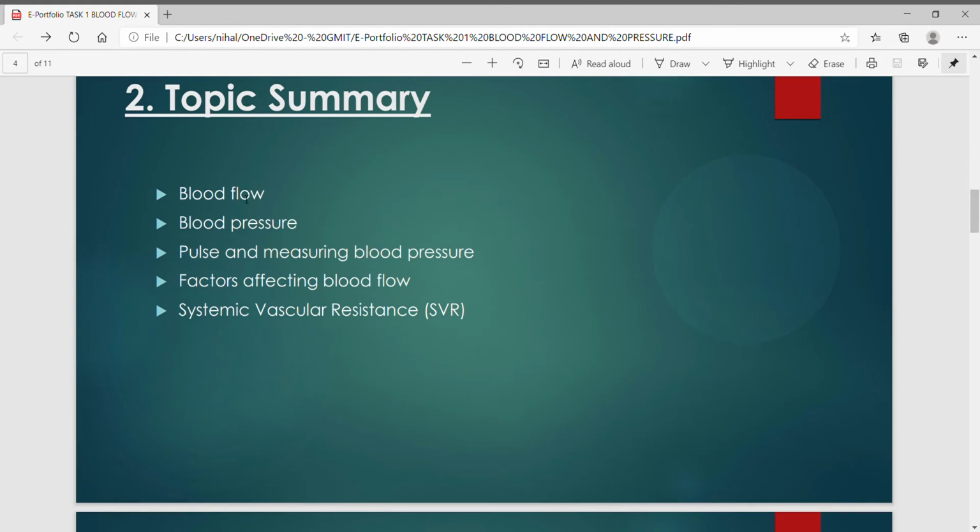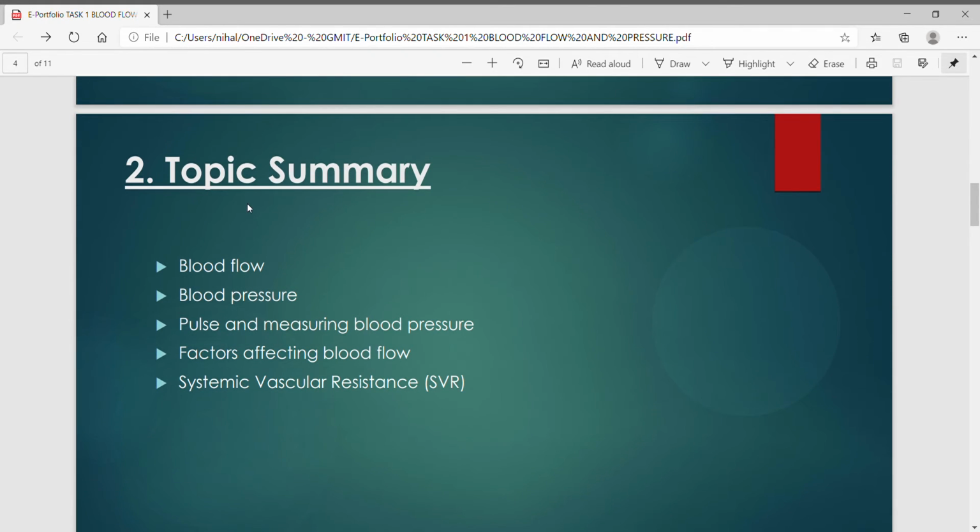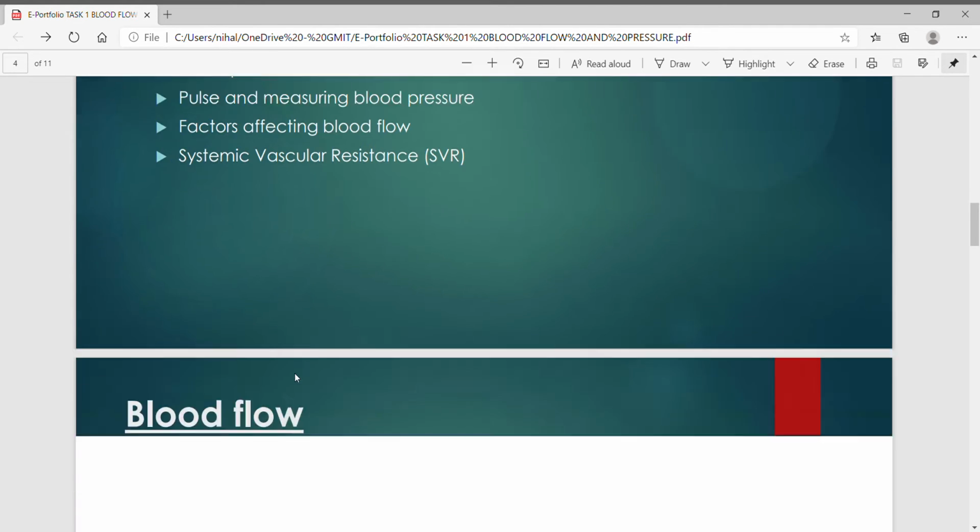So, the topic summary. What I'm going to do is have a brief summary in every section mentioned here. That is blood flow, blood pressure, pulse and measuring blood pressure, factors affecting blood flow, and systemic vascular resistance. I'll just start off with blood flow.